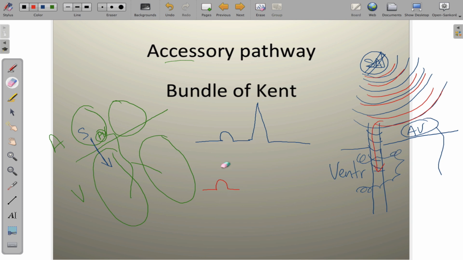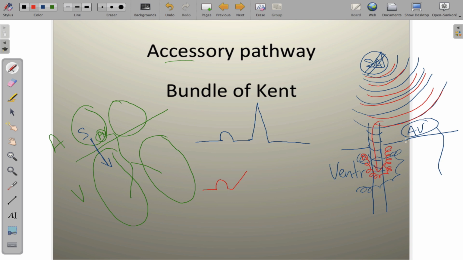So what happens is you end up getting a little bit of a reduction in the PR segment. And the reason for that is because you get less of a delay in the AV node and a faster response by the ventricles. So you get an early departure from the PR segment, and you get this wave that starts to happen, and that wave indicates depolarization of the ventricular tissue right around the accessory pathway.